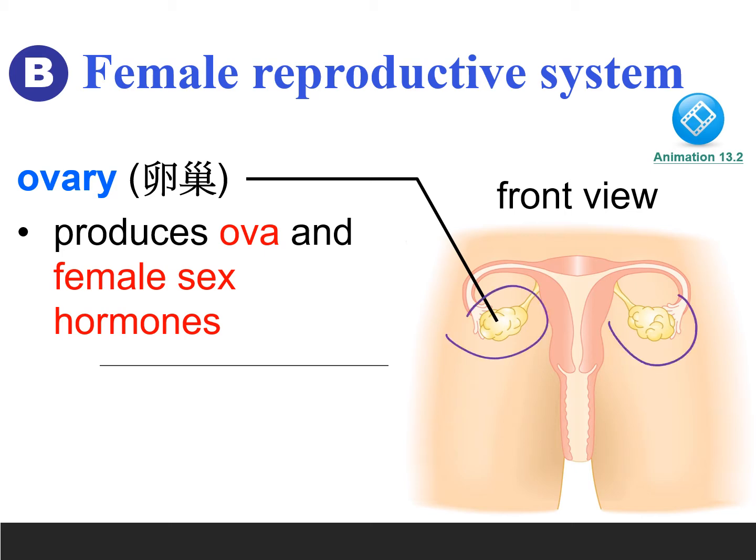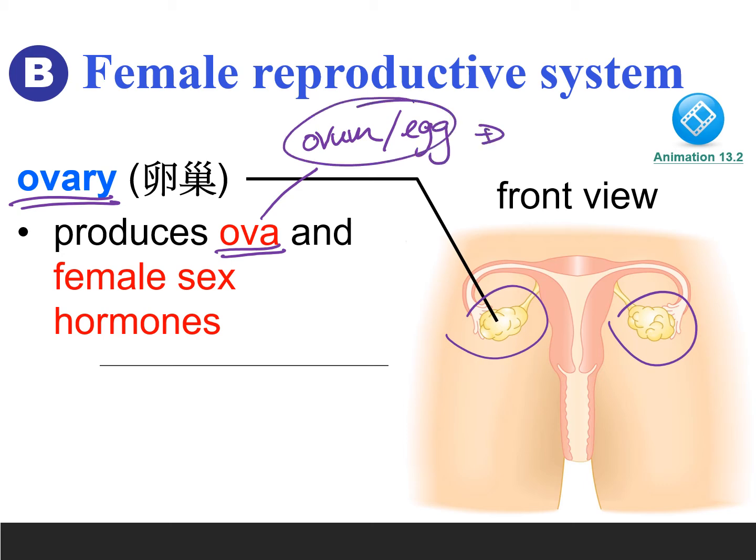On both left and right, you have a structure that looks like a cloud, 好似嚿雲咁啦. We call it the ovary, in Chinese 卵巢. The function of it is to produce ova or ovum, singular or plural, or you call it the egg. All of these are the female gametes for reproduction.